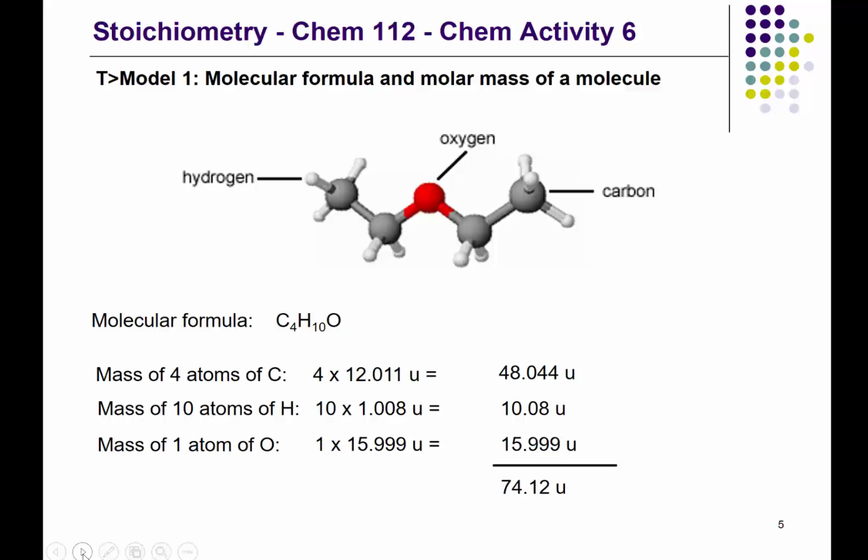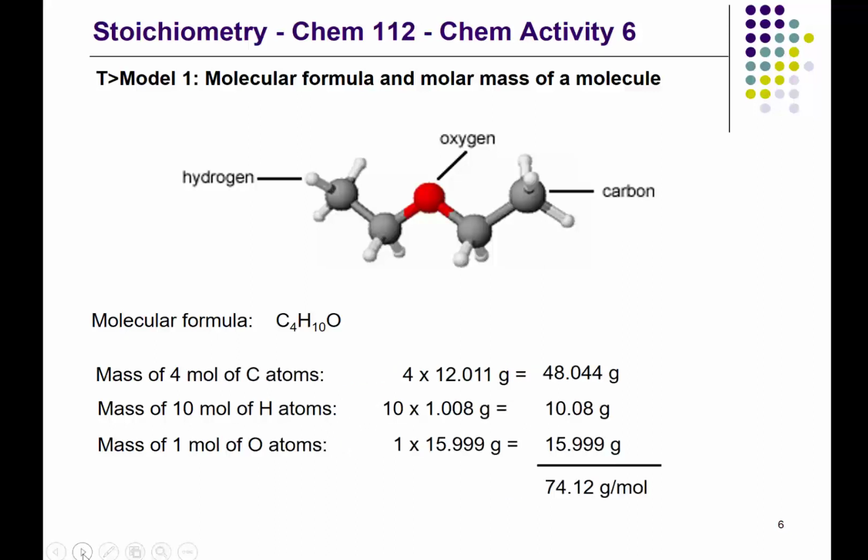Again, we don't normally work at the level of 1 molecule, and therefore we can think of moles of molecules. The calculation would be essentially identical, in that instead of 4 carbon atoms, it's 4 moles of carbon atoms, 10 moles of hydrogen atoms, 1 mole of oxygen atoms. You can see that we end up with the exact same number, that is 74.12, but now it's grams per 1 mole of the diethyl ether molecules.